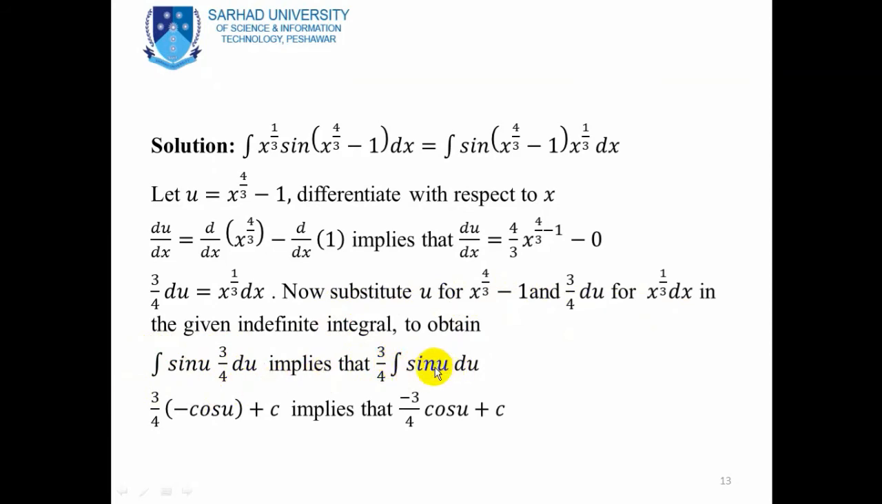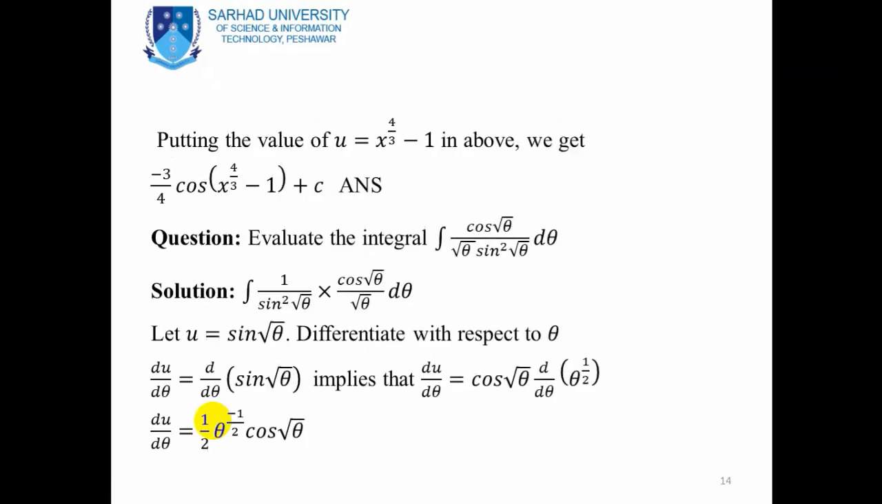So the integration of sine u with respect to u is minus cos u, because the derivative of cos is minus sine. The derivative of cos theta is equal to minus sine theta, so the integration of sine theta is equal to minus cos theta with respect to its domain theta. Plus c is the constant of integration. Now replace u by the supposition x power 4 by 3 minus 1, and in this result we obtain minus 3 by 4 into cos of x power 4 by 3 minus 1 plus the constant of integration.